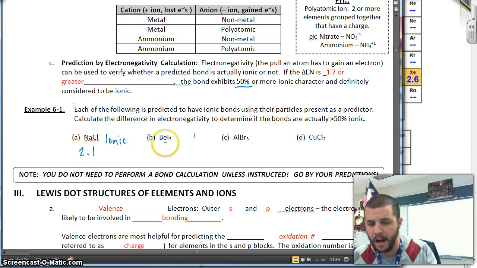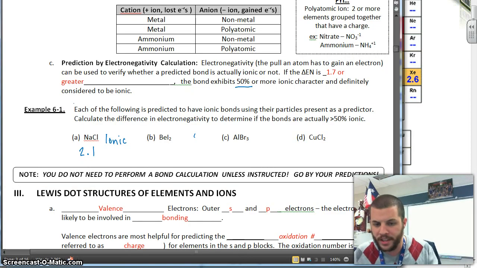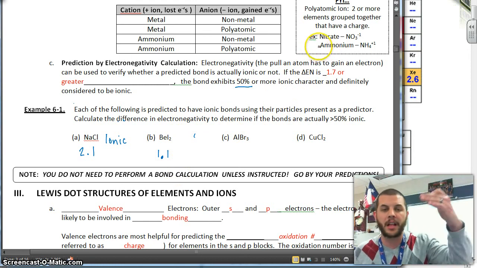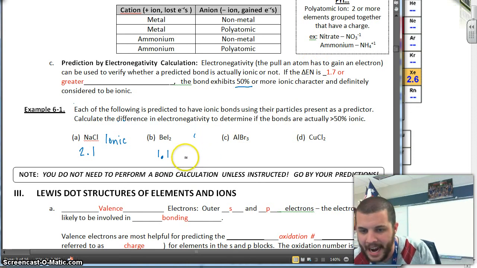Okay, let's look at BeI2, beryllium iodide. So Be is right here, 1.6, iodine is 2.7. So 2.7 minus 1.6 would give me a delta EN of 1.1. So now is 1.1 greater than or less than 1.7? Well, 1.1 is less than 1.7. So I would say that this is actually not ionic. So we'll just say not ionic for right now.